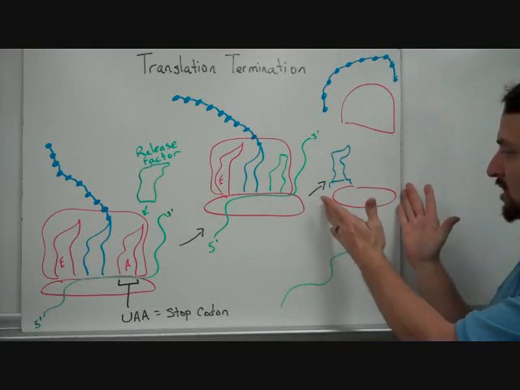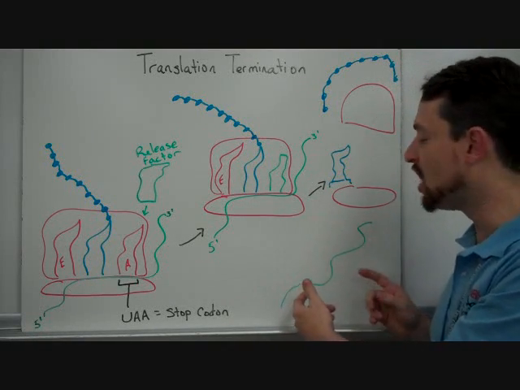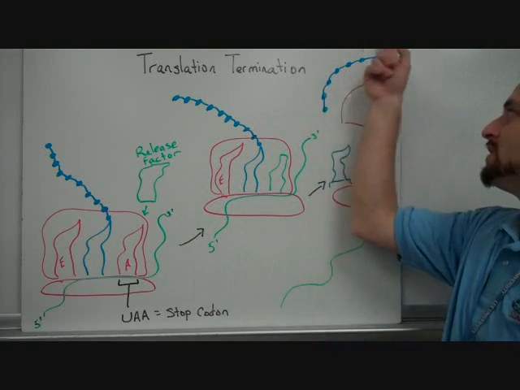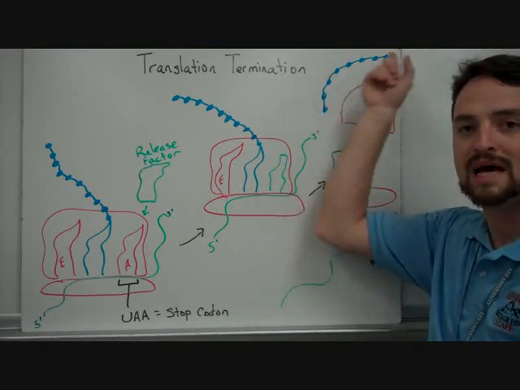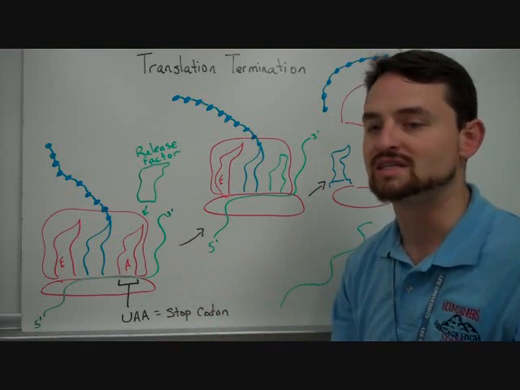So the small subunit will break, the mRNA will go on and either make another one or be dissolved. The big subunit will go off, the tRNA will come off, and then this amino acid will be released. This polypeptide at this point will be released and then do whatever it does in the cell.